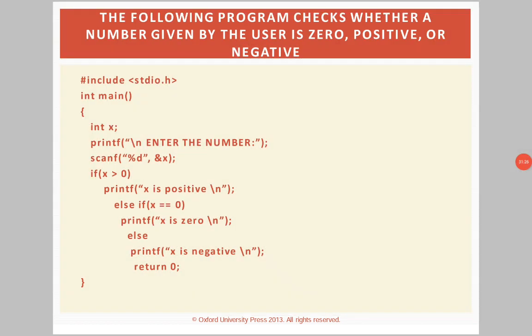So this is the sample example program to find out whether the given number is a positive number, negative number or 0. Positive number means the given number is greater than 0. Negative number means if the given number is less than 0, then it is a negative number, by using multiple if statements. So we start the program.